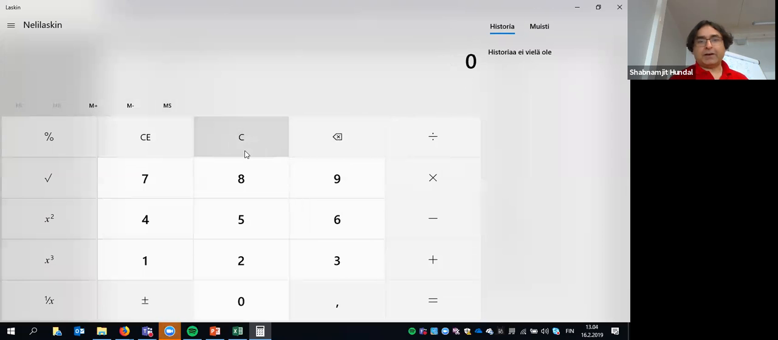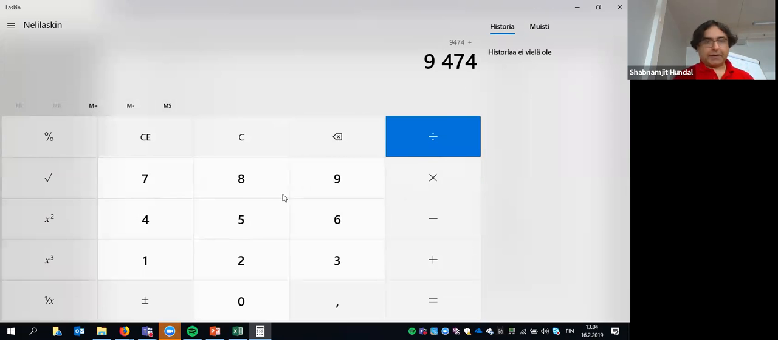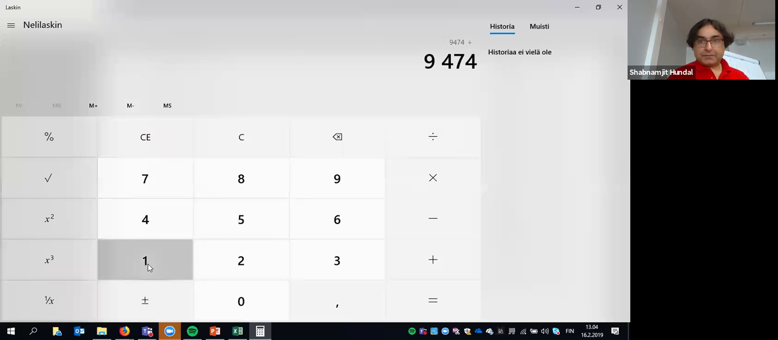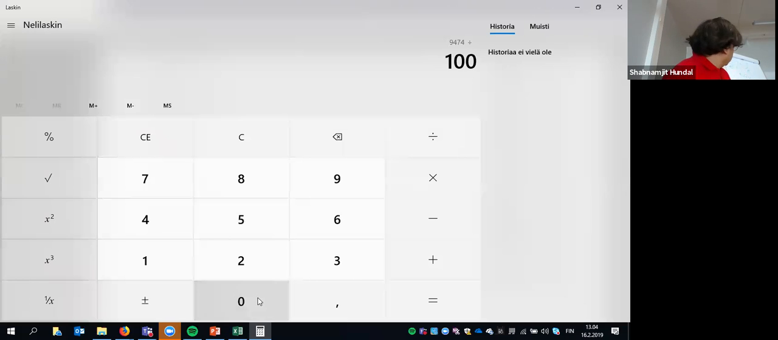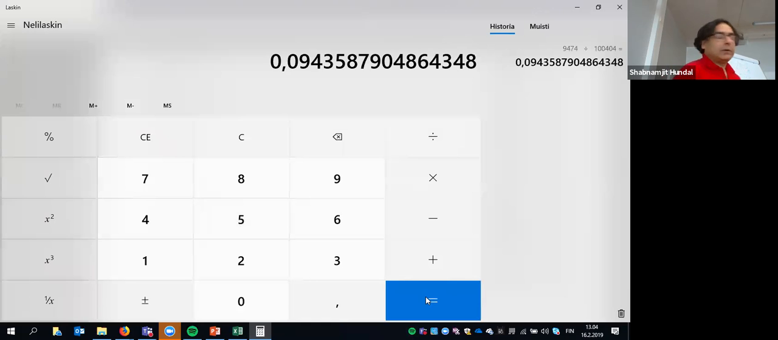See? Ah, good. So 9474 divided by the denominator equals 0.09, let's say. So I can say that, okay, let's call it 0.094.